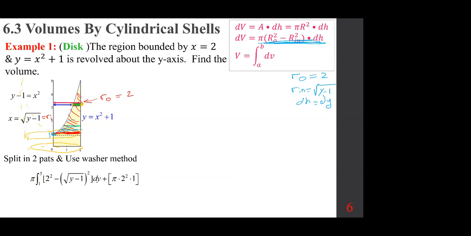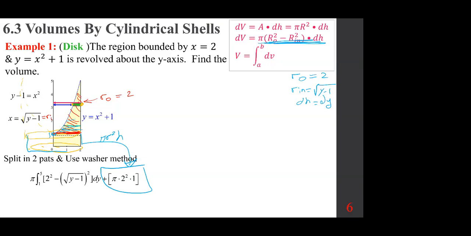But the bottom portion is just the cylindrical shape, pi r squared h. The bottom part, everybody, is just the cylindrical shape, pi r squared h. What is r? 2. What is h? 1. Okay, there's not much to that. Now the rest becomes history. We can simplify and evaluate. I'm assuming everybody can do that.